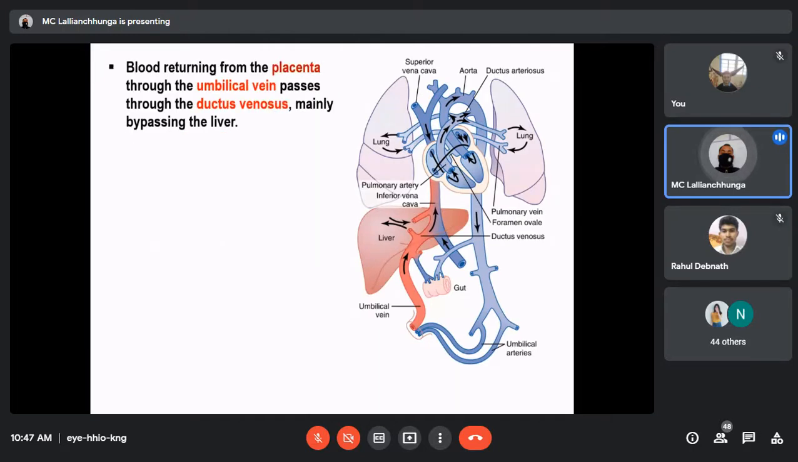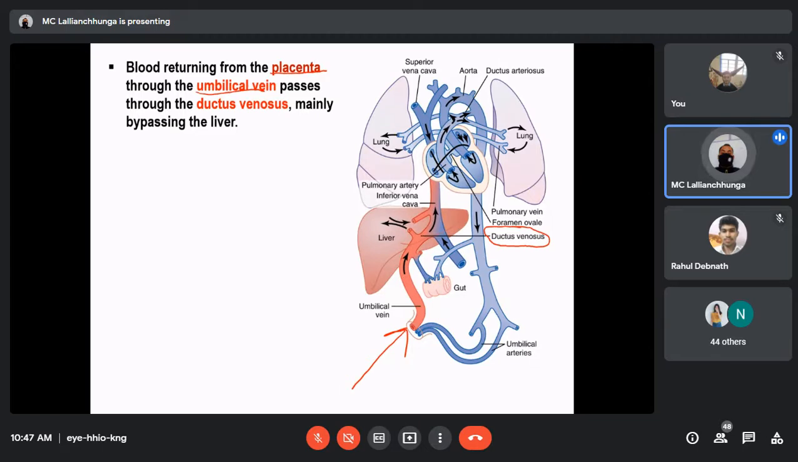This is the fetal circulation, the anatomical structure of the blood vessels of the fetus. It is quite different. Now let us trace it. Blood returns from the placenta through the umbilical vein. Here you see in this diagram, this is the umbilical vein which is coming from the placenta. Then it passes through the ductus venosus.